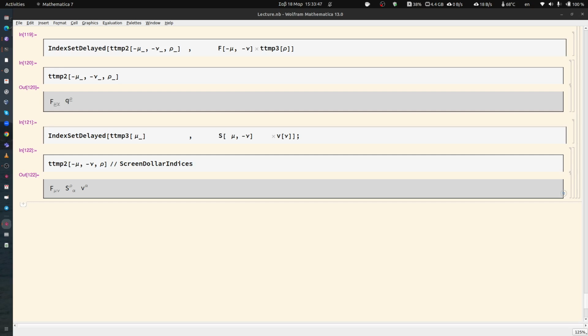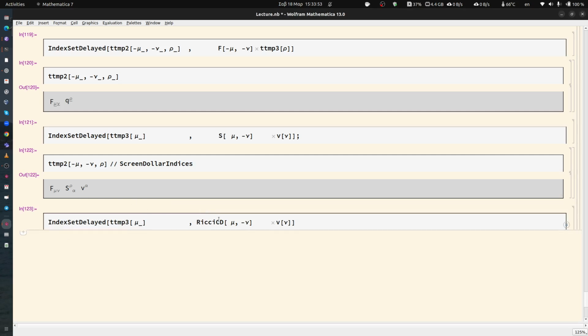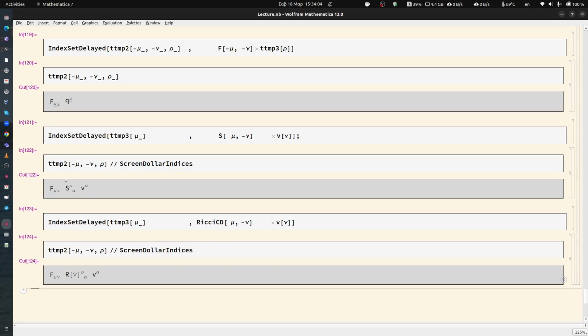And then we can reassign TTMP3 to be Ricci contracted with V, and when we write down this expression now, you will see that instead of S times V, we have the new value of TTMP3, R times V.